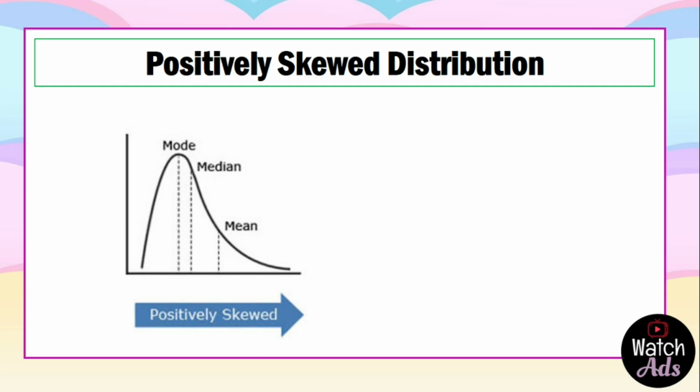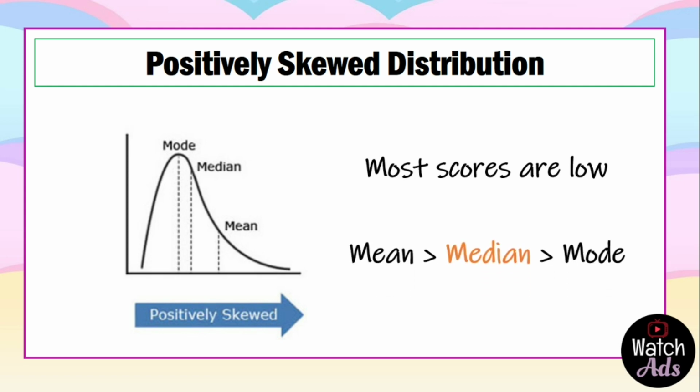This is an example of a positively skewed distribution. Based on our example earlier, most of the students will score low. So the mode is usually lower than the median, and the median is lower than the mean, which means that most scores are low and the mean is greater than the median, and the median is greater than the mode. For a positively skewed distribution, the median is to be used.